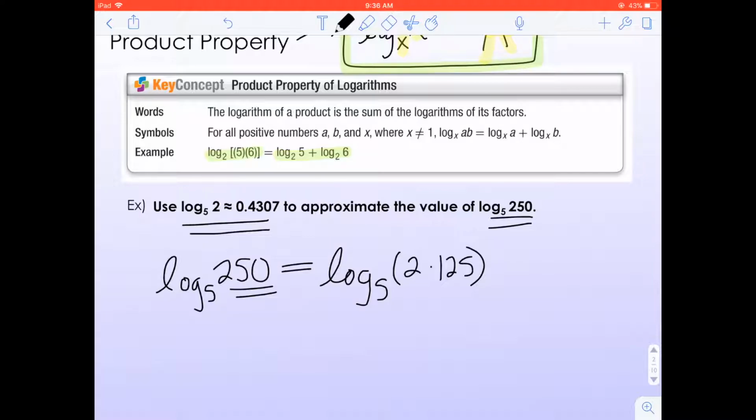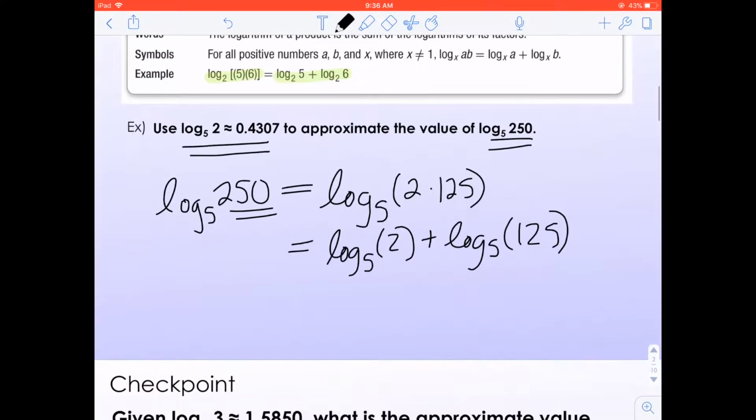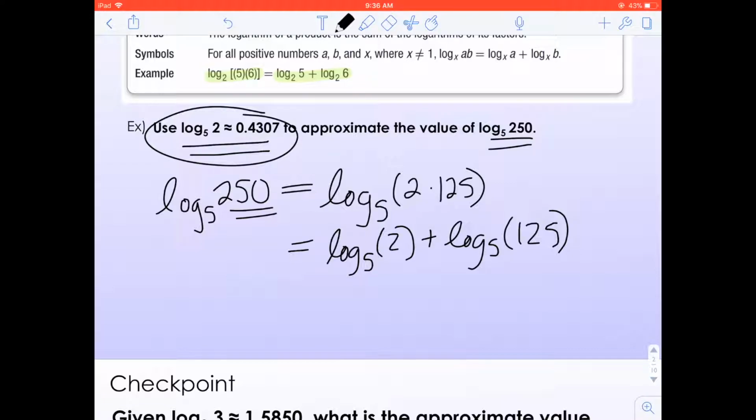Now using the property that we just learned, we can separate this. So log base 5 of 2 plus log base 5 of 125. Now we know how to rewrite log base 5 of 2 because we're told up here at the top. So that gives us 0.4307. Now we just need to figure out what log base 5 of 125 is. Well, we could rewrite this using our base, answer, and power. So our base is 5, our power we don't know equals 125, so we know that equals 3.